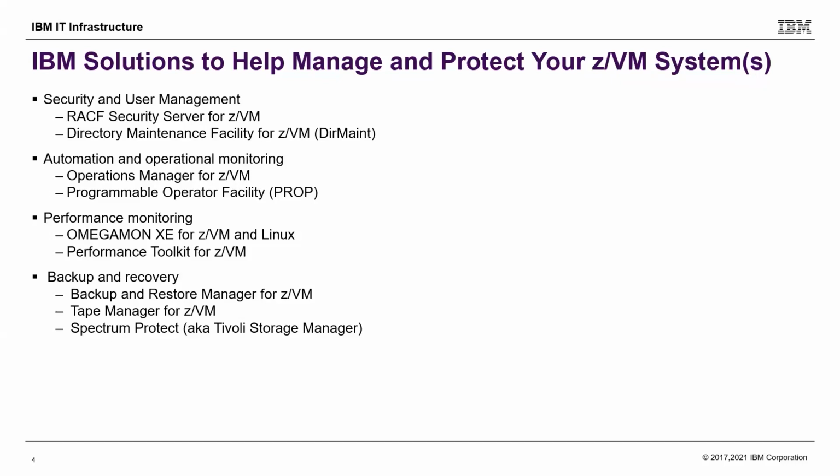For performance monitoring, we have OMEGAMON XE for z/VM and Linux, and Performance Toolkit for z/VM. In some of the other sessions we've seen examples of the data that Performance Toolkit can provide and how that can be used to monitor performance, resources, and different aspects of your system. For backup and recovery, we're not going to really talk about it today, but there's Backup and Restore Manager, as well as Tape Manager for z/VM and Spectrum Protect. So there are a lot of tools out there, most of them products, essential to helping you run your system efficiently.